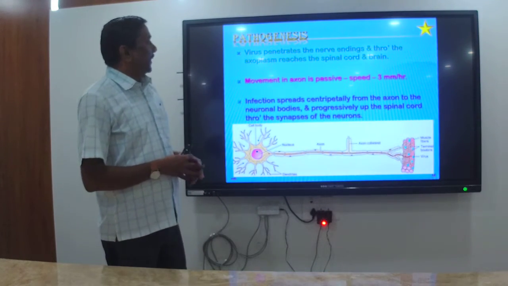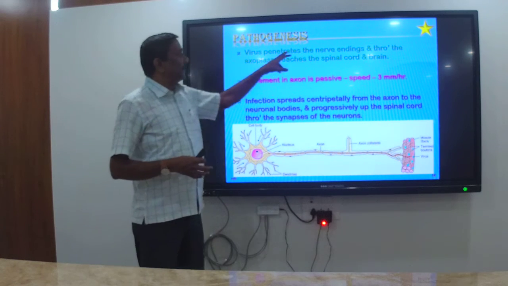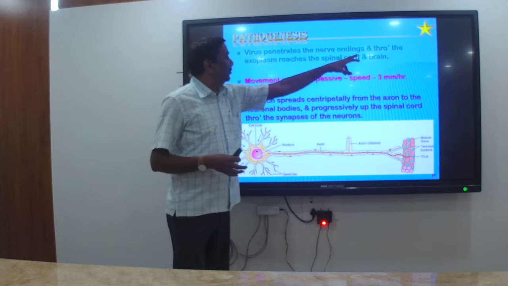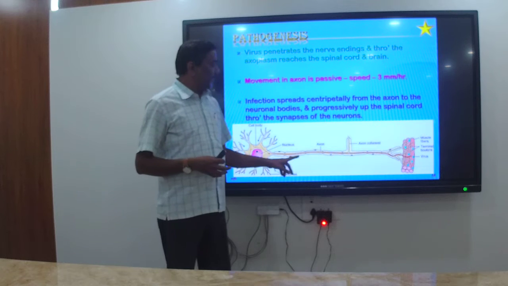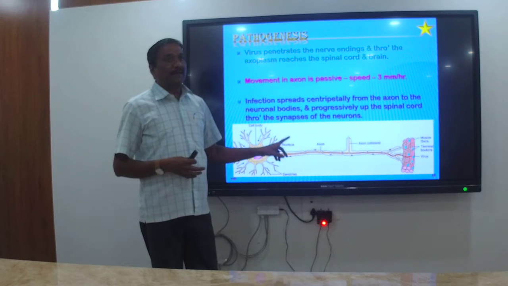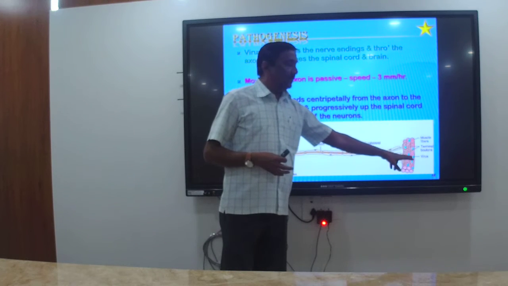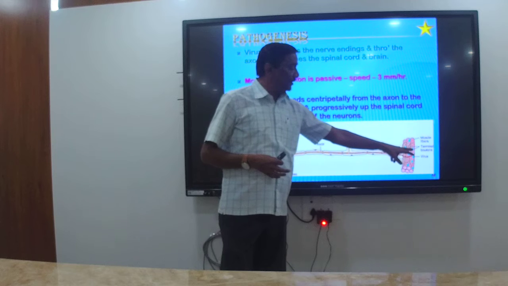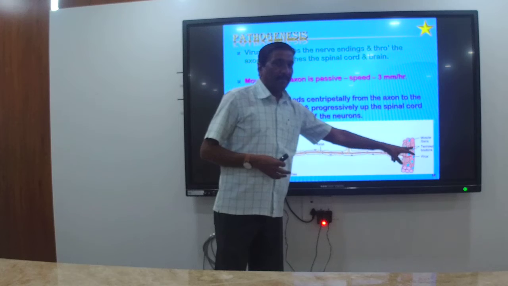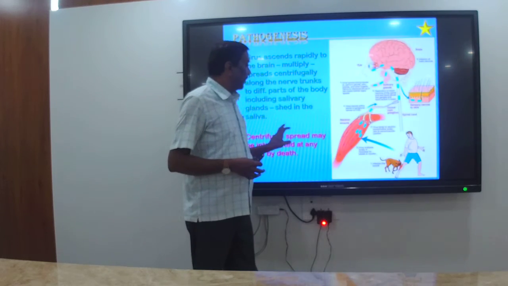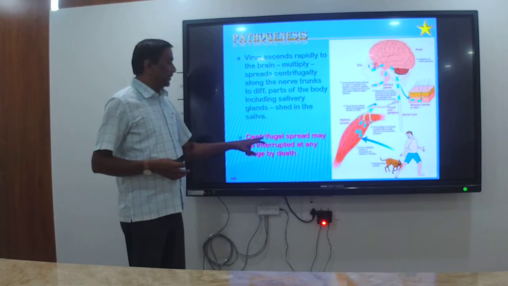Now, this virus which is deposited into the wound penetrates the nerve endings and through the axoplasm reaches the spinal cord and the brain. Here is the diagrammatic representation of how the virus enters the CNS. This is the muscle fibers where the virus has been deposited, which is shown in blue color. It enters the peripheral nerves and through the axon, it is carried to the neuronal bodies.